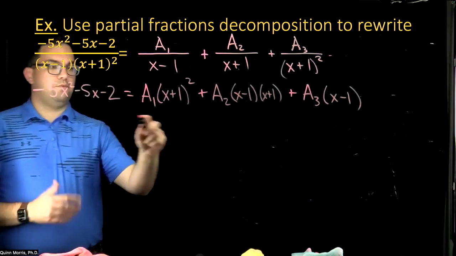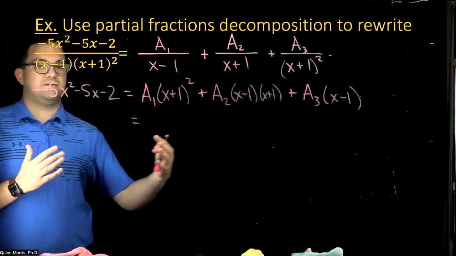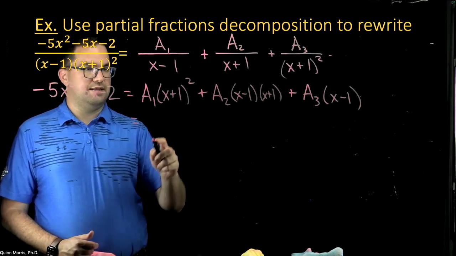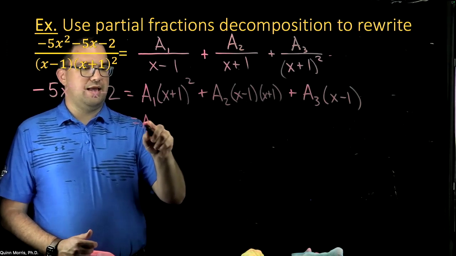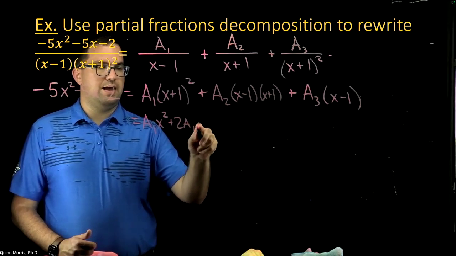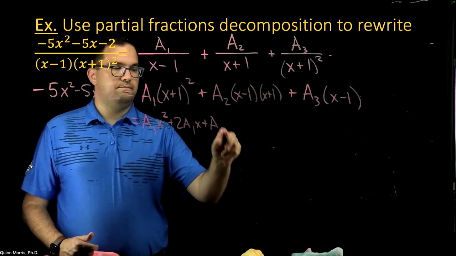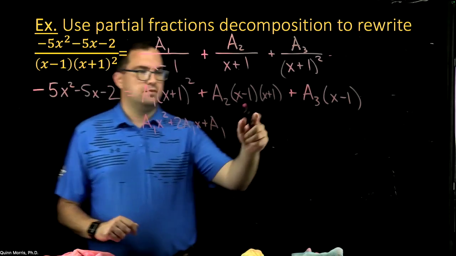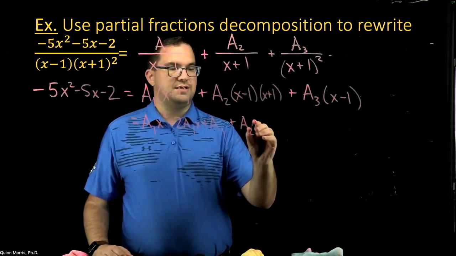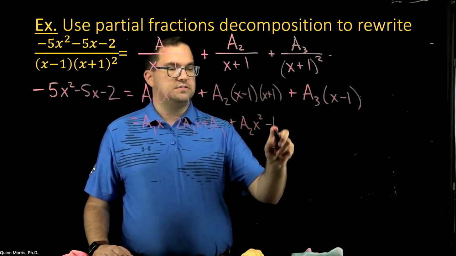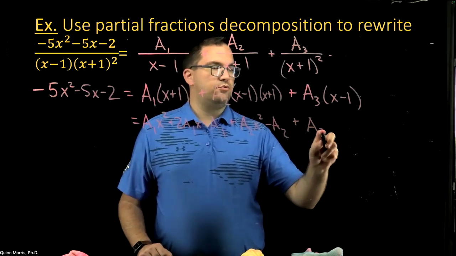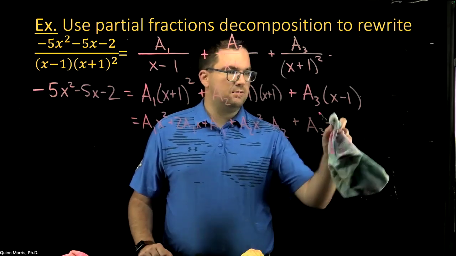Same thing as before, I want to multiply this out, and then I want to collect common powers of x together. So I'll write out what you would get in the expansion. You'd get a1 x squared plus 2a1x plus a1. That comes from expanding this first term. Here you would get an a2 x squared minus an a2. And here you would get just a3x minus a3.